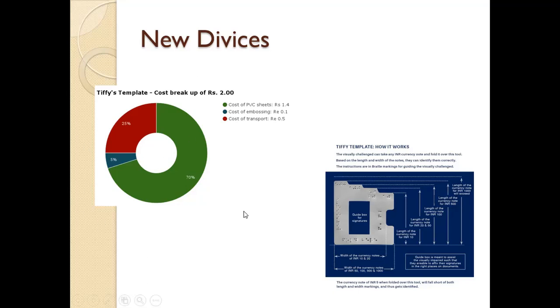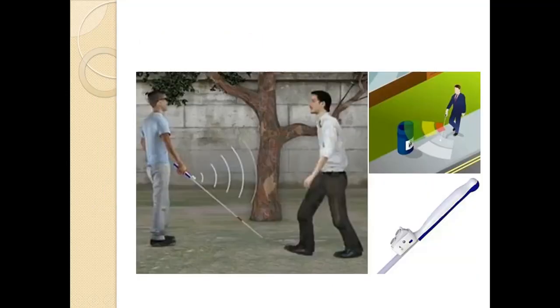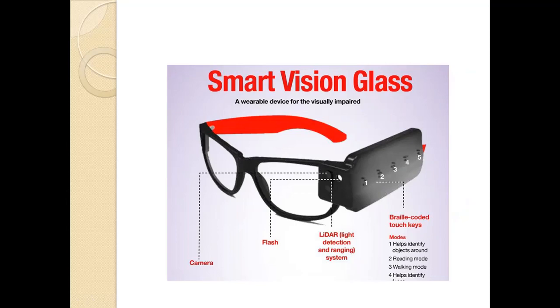Tiffany's template is for assessing the coin size and their rupee note, they can judge. These are the latest devices for blind people. This is a smart cane, which has a sensor. Whenever a person comes across an obstacle, it vibrates. So they can stop and they can reroute. And this is a smart vision glass. Even though it is expensive and it is undergoing so many modifications now, it is not freely available in the market.